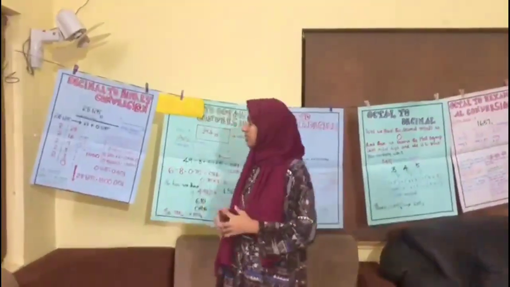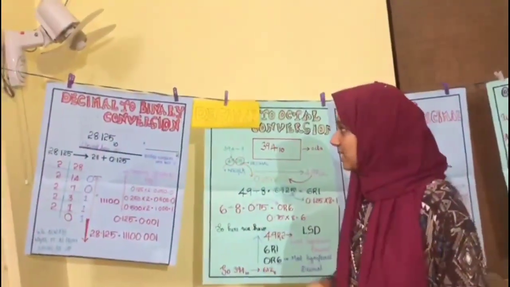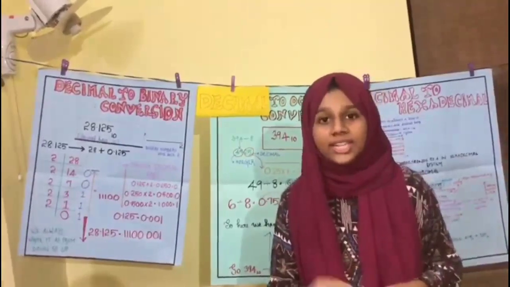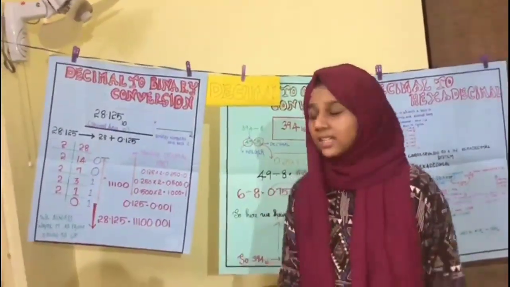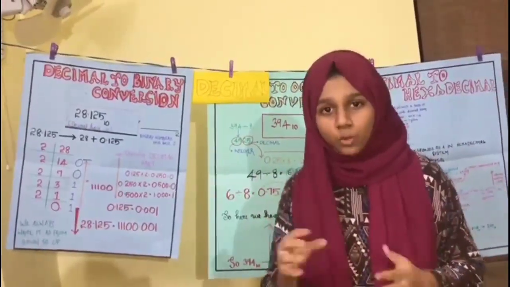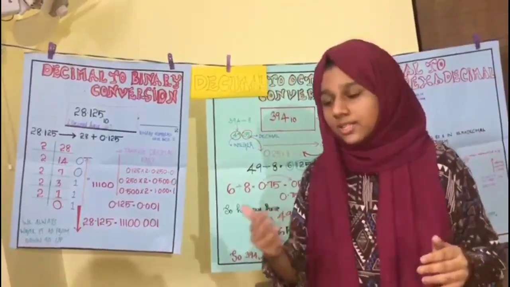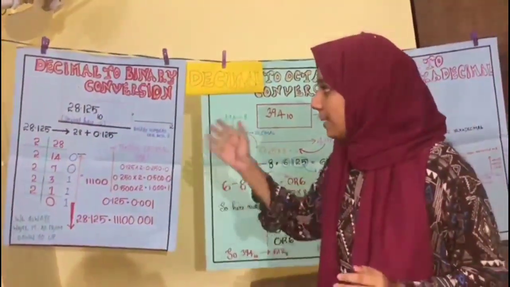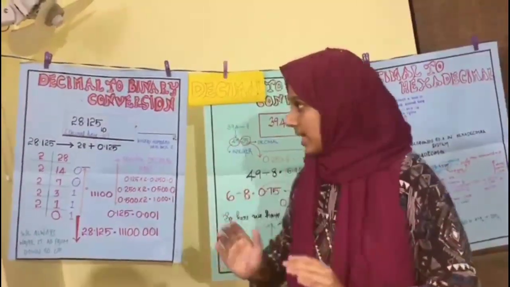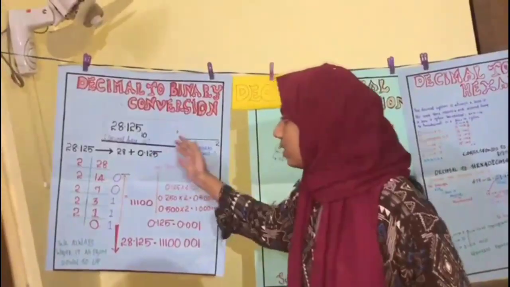First of all, the conversion is decimal to binary conversion. I take an example, 28.125. We all know that the decimal base is 10 and the binary base is 2. That is 0, 1, and decimal is 0 to 9. As we all know, it is 10. So the first step is to split it into an integer side and a decimal side. Here, the integer side is 28 and the decimal side is 0.125.